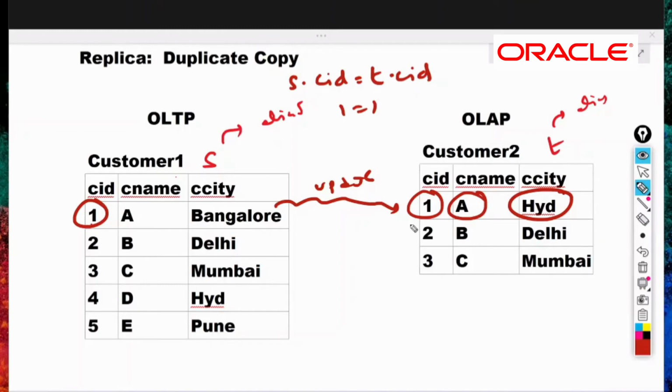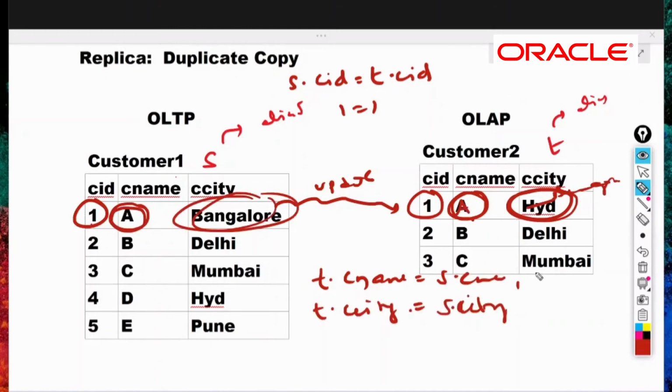Okay, so this customer name we have to update. Is this a source table or target table? Target table. We want to update the target table's customer name. What do we have to write? T.CName equals S.CName, comma, T.CCT equals S.CCT. If we write like this, A will come here and this Bangalore will come here. Because we don't know whether he modified the name or the city, we need to modify all of them. So here this Hyderabad will be modified to Bangalore. That's it.